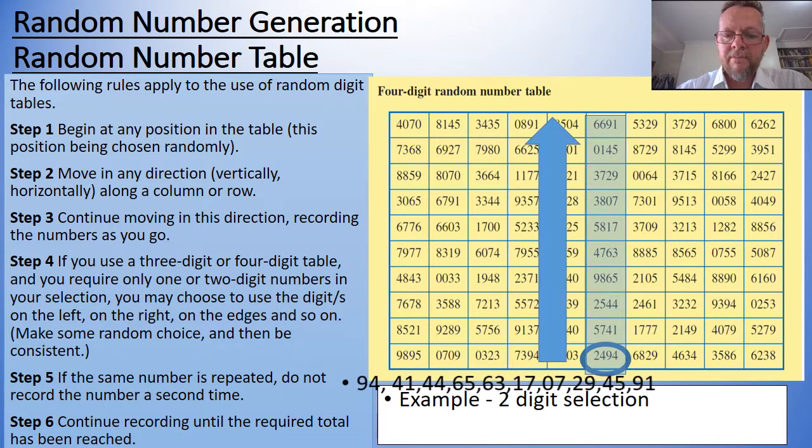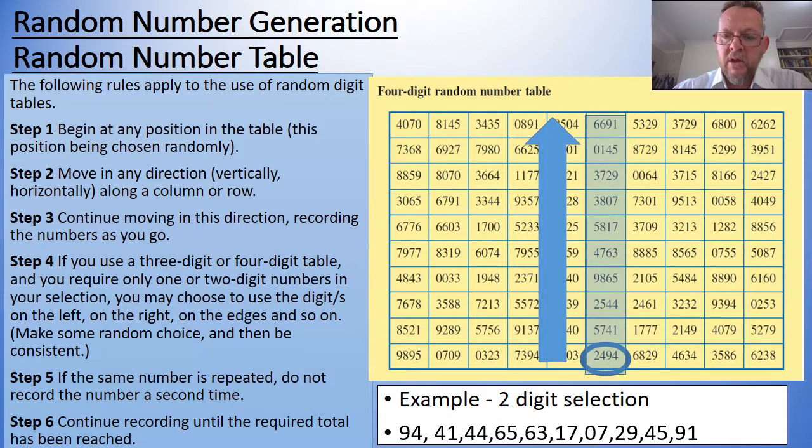So, for example, if I'm looking here, I'm starting off at the bottom and I'm going up. So 94 will be my first number from number 1 to 100. This would be 0 to 99, because 100 has 3 figures. So then it'll be 41, then 44, then 65. You can see that I'm just selecting the back 2 numbers for each of my random number generators.